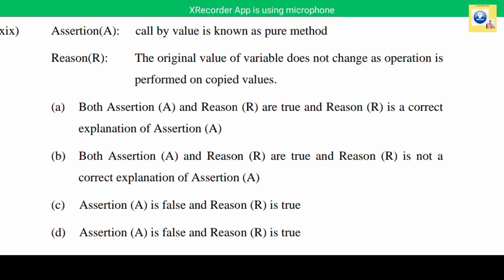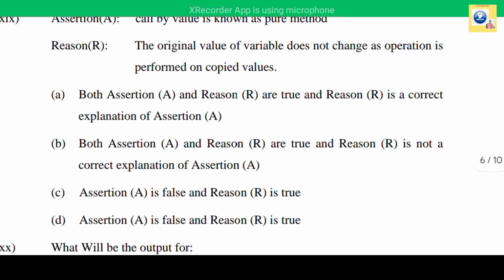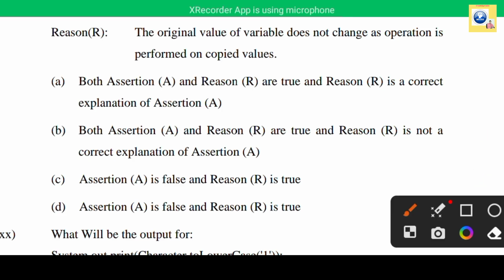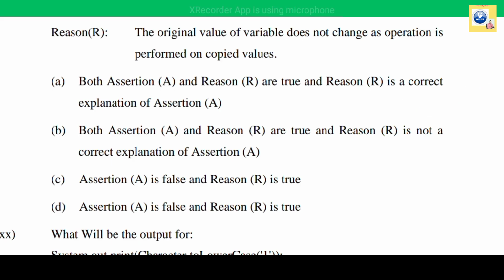Okay, the original value of a variable does not change as an operation is performed. So let us see the options. Both assertion and reason are true, and Reason R is the correct explanation. So let us see the other options also. Both assertion and reason are true, but the reason is not the correct explanation. Assertion is false and reason is true. Accordingly, the correct answer will be option A, because the assertion is true and the reason is the correct explanation of assertion A.